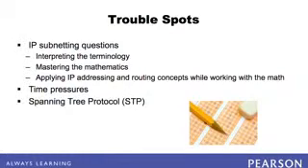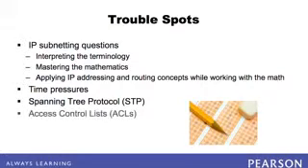Spanning tree protocol tends to give people the most problems. In real life, most people have STP enabled, and it works, and there's no need to pay much attention to it, so it requires some deeper book learning. Access control lists can also pose a challenge, particularly when thinking through how to match various TCP and UDP port numbers, both source and destination.